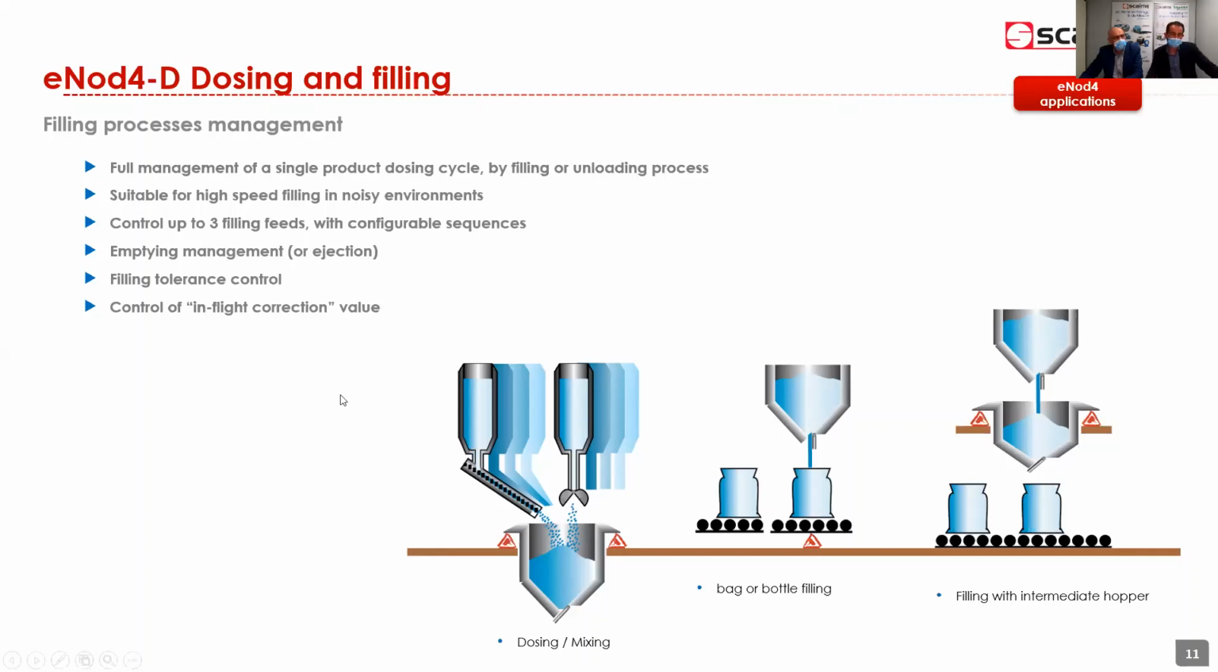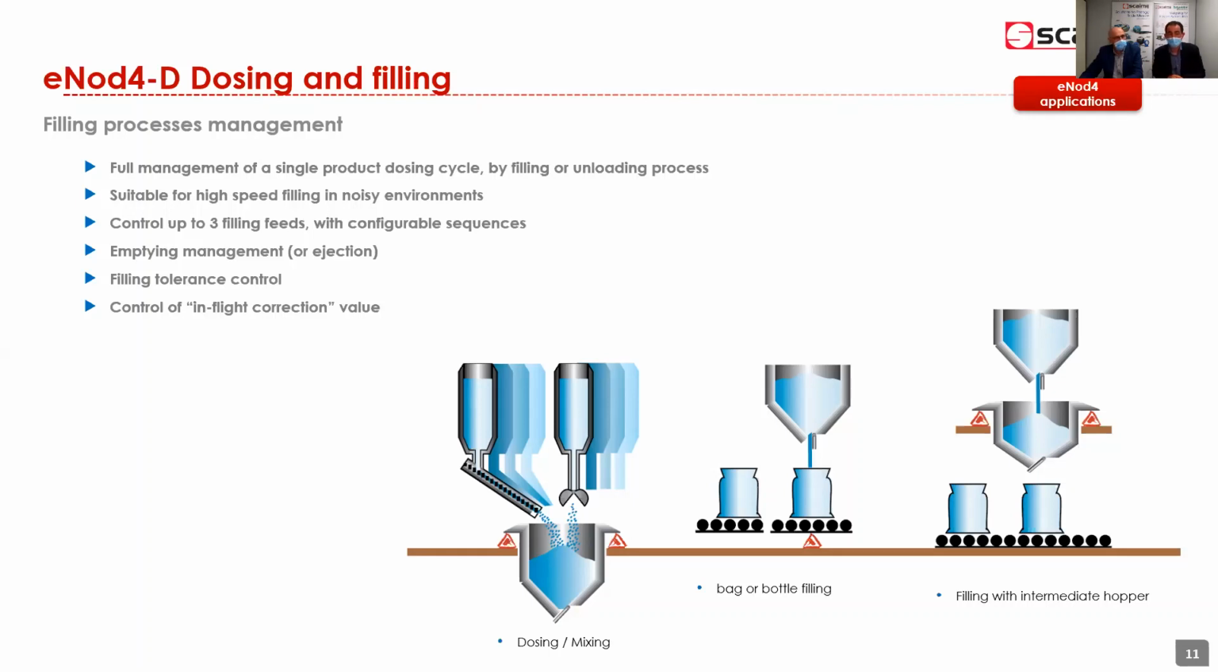So just a few words about the main functionalities of this eNod4D. The eNod4D is able to control the entire filling cycle of a single product, either by filling process or unloading process. It is suitable for high-speed filling in noisy environments. We will see an application case just after with a rotary filler in which the environment is very noisy.